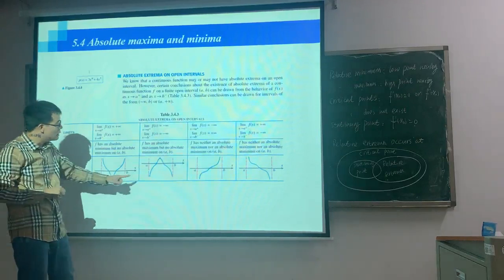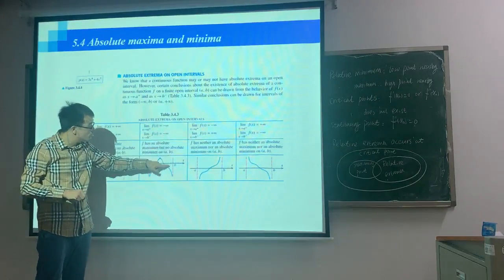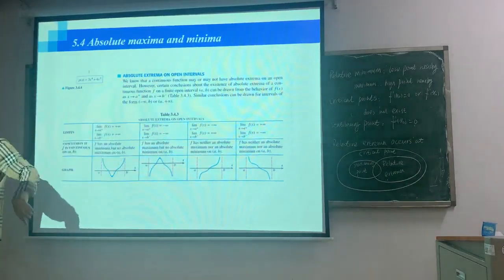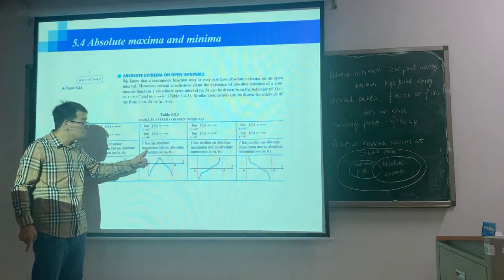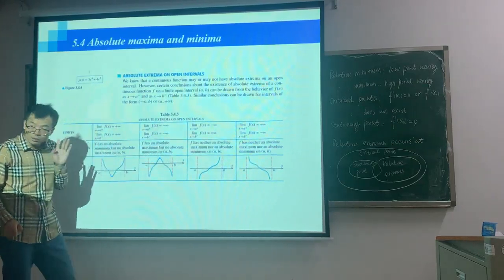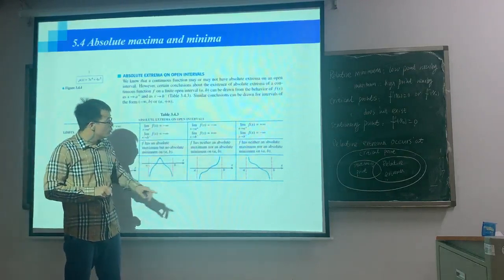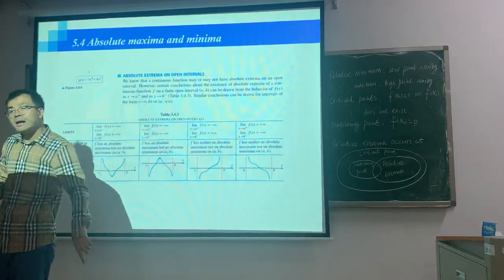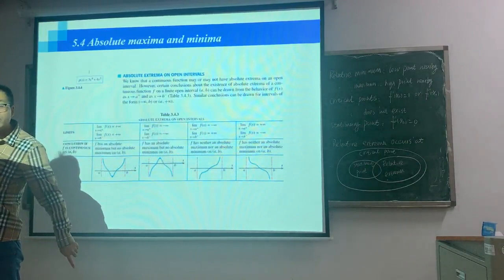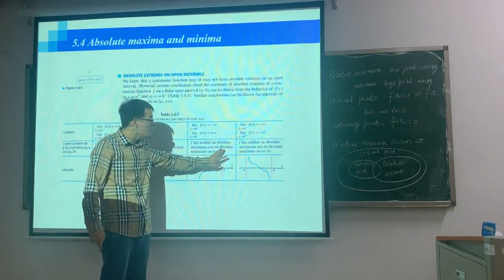For the second case, the left goes to minus infinity, the right also goes to minus infinity. So we just have an absolute maximum, but no absolute minimum. This is the third case: the left goes to minus infinity, the right goes to plus infinity. So for this function, we do not have an absolute maximum or an absolute minimum, okay.